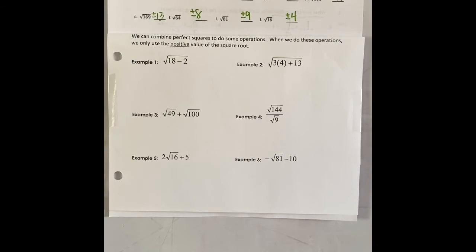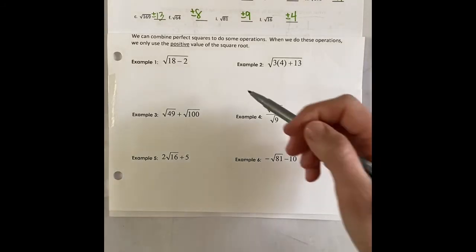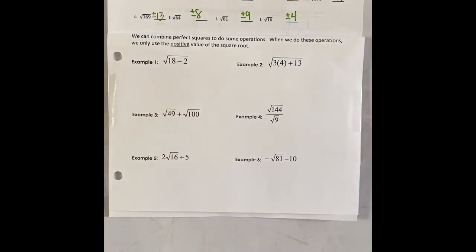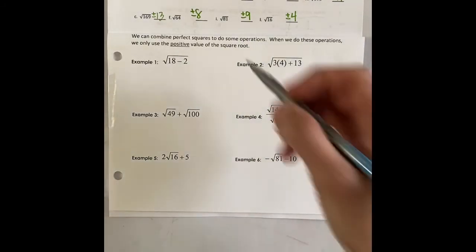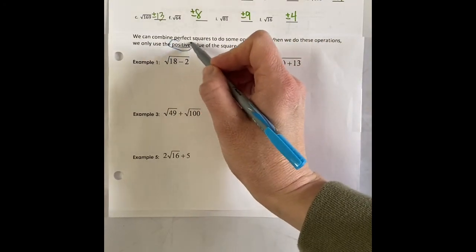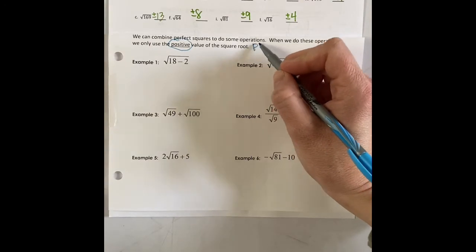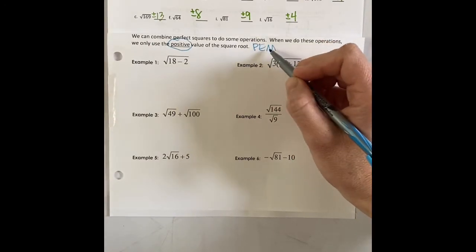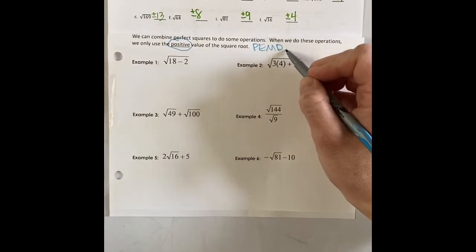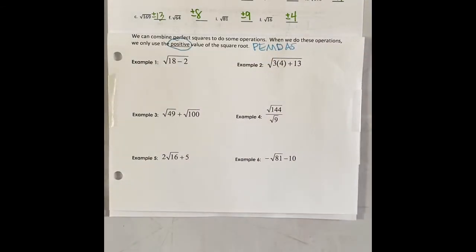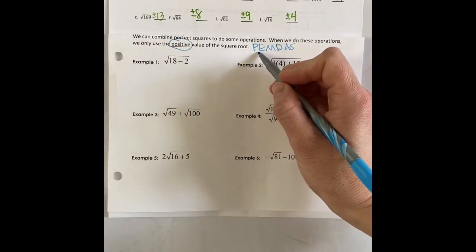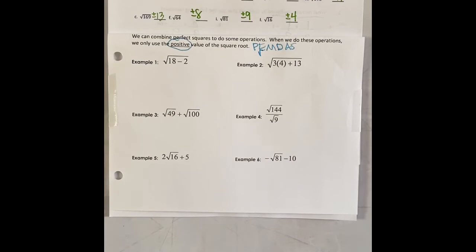Okay, so now we're going to learn how you would do operations with radicals. So we can combine perfect squares to do some operations. When we do these operations, we use only the positive value of the square root. And when we're simplifying, we follow PEMDAS: parentheses, exponents, multiply or divide, add or subtract from left to right. And square roots fall underneath exponents because square rooting is the opposite of squaring.